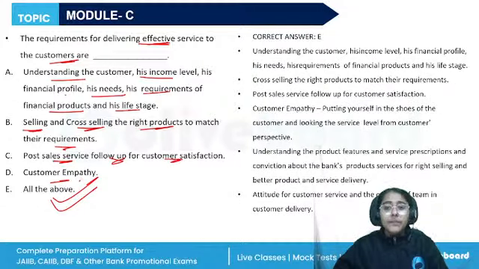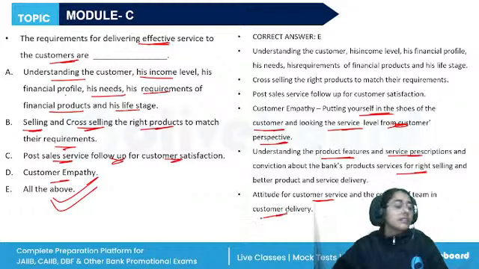All of the above. So understanding of the customer, their needs, cross-selling, post-sale service, customer empathy means putting yourself in the shoes of the customer and looking at the service level from the customer's perspective. The agents or the branch staff, when they are explaining the product to the customer, should themselves understand the product features and the service prescriptions. Only then can they better sell the product or the service. And they should have the attitude for customer service and the concept of team in customer delivery.